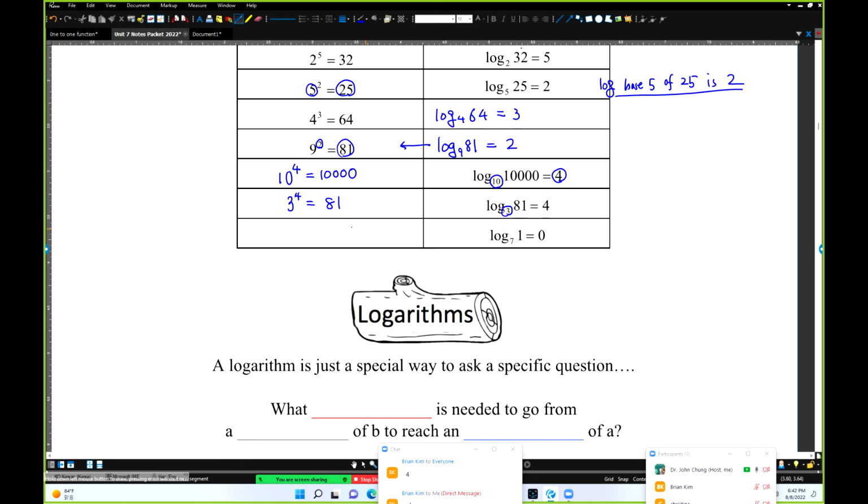Log 1, that is 7 to the 0. 7 to the 0 equals to what? Power is 1, okay? That is the definitions. There's no other reason, okay?